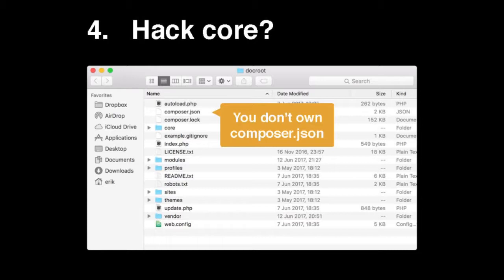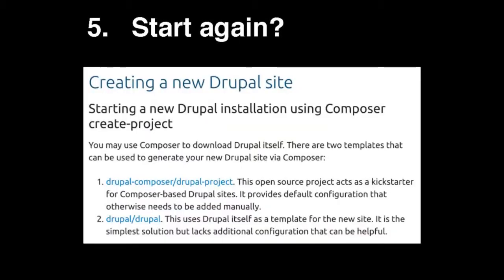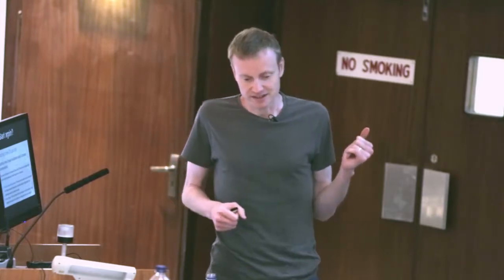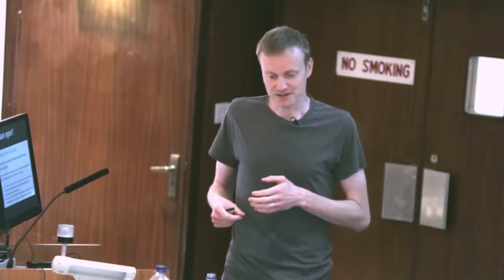So we go back to the drawing board a bit and start digging around a little further, and we end up with the Drupal documentation, which says we now need to think about using Composer right at the beginning. It says there are two templates that can be used to generate your new Drupal site via Composer. I can either use drupal-composer/drupal-project, or I can use drupal/drupal. And this is a bit difficult for new people to get their head around, and there's not a definitive way of doing it.